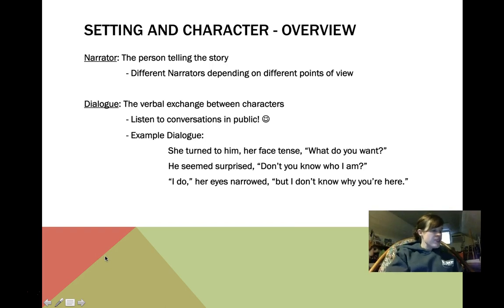So this chapter is the preview chapter, and it gives us an overview of all of the elements. It doesn't go in depth with any of them, but it gives us a few different little terms to kind of play with and think about before we dive into the chapters themselves. So with setting and character, they give us these 2 terms, narrator and dialogue. Narrator is obviously the person or entity telling the story, and different narrators depend on different points of view.